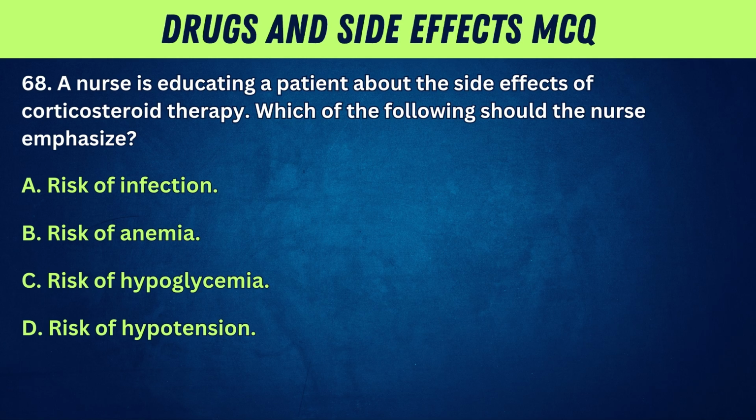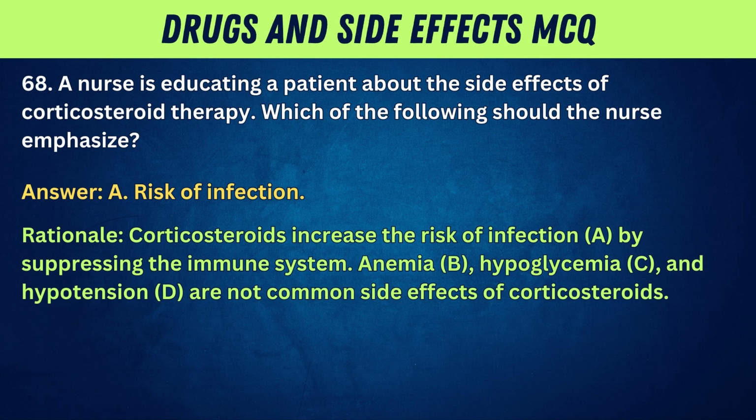68. A nurse is educating a patient about the side effects of corticosteroid therapy. Which of the following should the nurse emphasize? A. Risk of infection. B. Risk of anemia. C. Risk of hypoglycemia. D. Risk of hypotension. Answer: A.